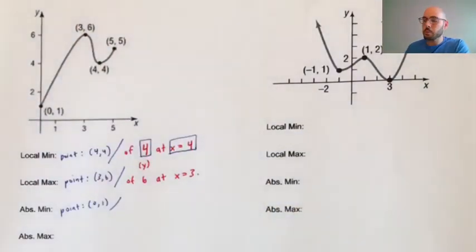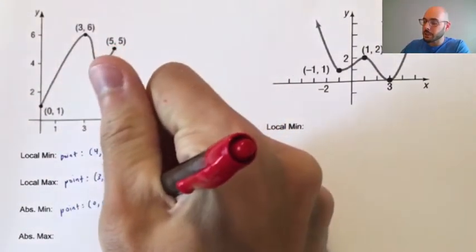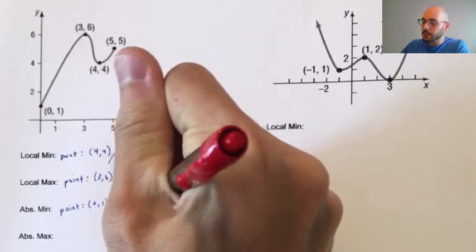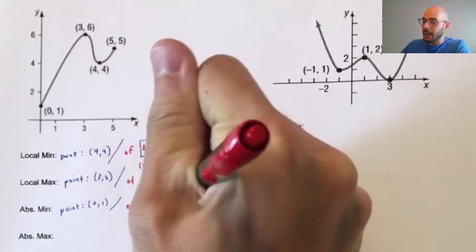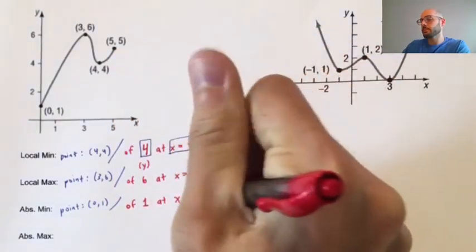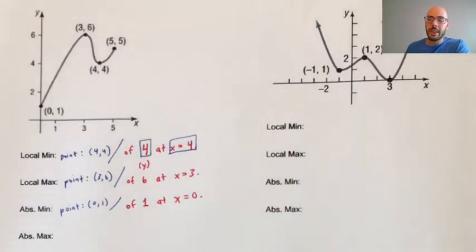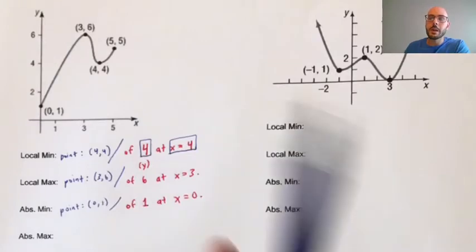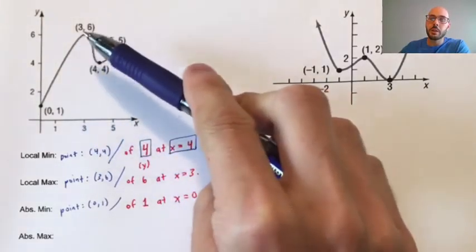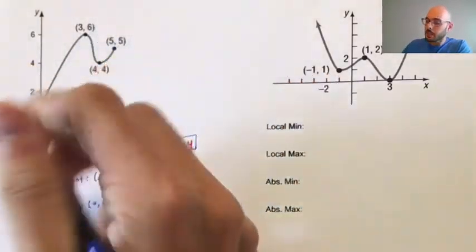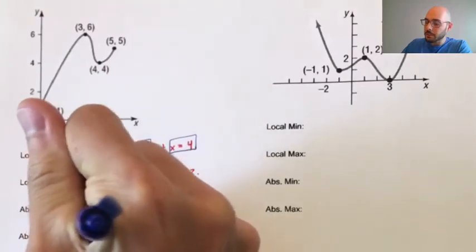So you can answer as a point, or again, you can say there's an absolute minimum of 1, that's the y value, at x equals 0. And the absolute maximum here is the absolute highest point on your graph. It looks like the absolute highest point on our graph is (3, 6). So that's going to be our absolute maximum.